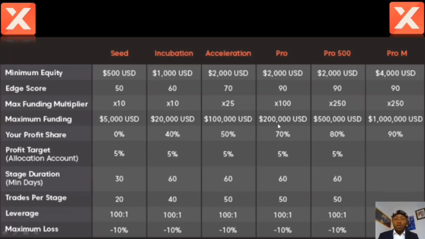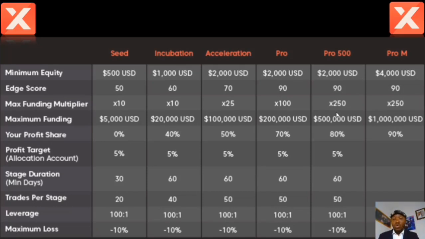Okay, now all you have to do here is to make 5% profit. You're going to stay on this stage for 2 months, and once you're making profit on your funded account, the broker will give you 70% of that profit. Okay, and you see that you have the same 90 edge score. So long as you have stayed on this stage for 2 months, your capital is the same, your edge score is the same. You then move to the next stage of funding, which is a $500,000 funded account.